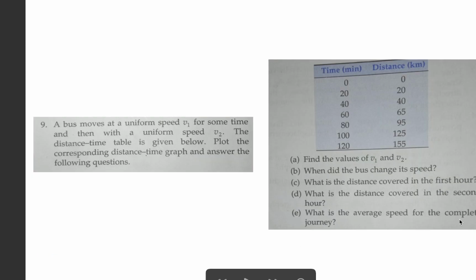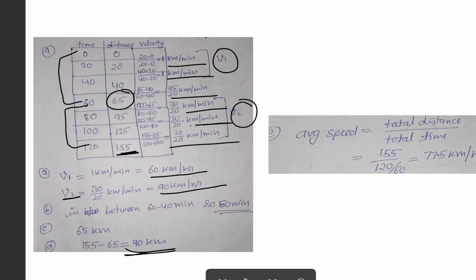Now what is the average speed for the complete journey? Average speed is equal to total distance by total time. So total distance is 155 kilometers and total time is 2 hours. So 155 divided by 2, so 77.5 kilometers per hour is the average speed.